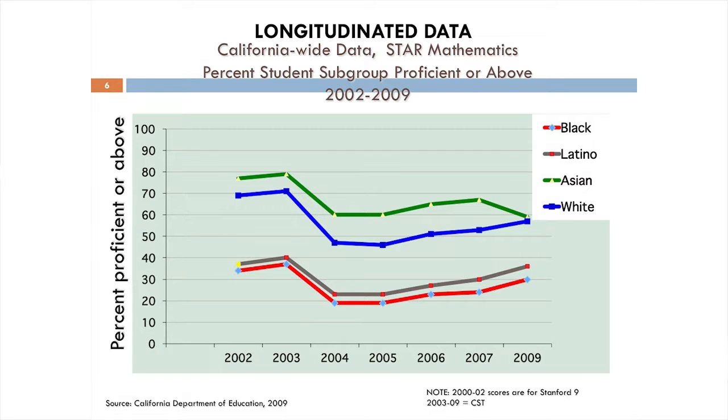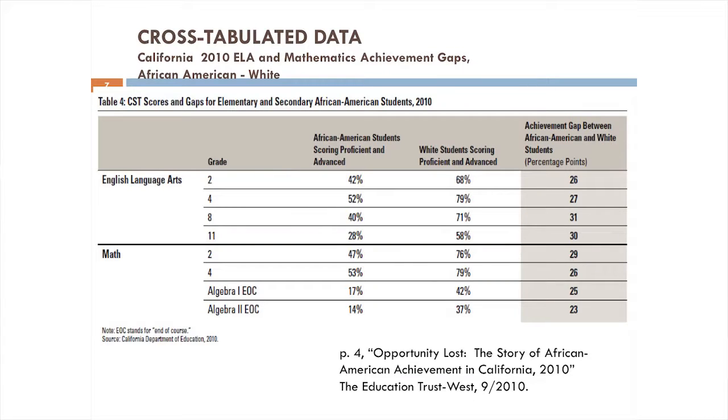And longitudinated data, which is a made-up word, right? But it's data looking at data over time, again, so you can see patterns and whether or not there are any gaps in the data. And then cross-tabulated data is where you do comparisons across multiple data sets so that you can see, again, whether or not there are disproportionate gaps.